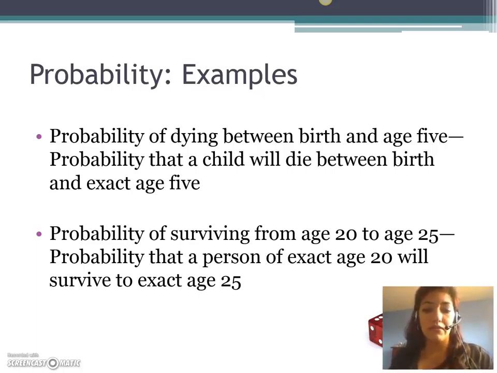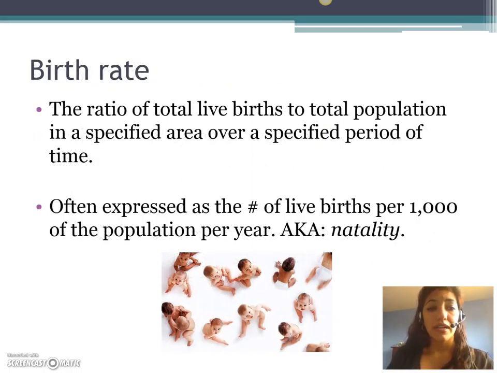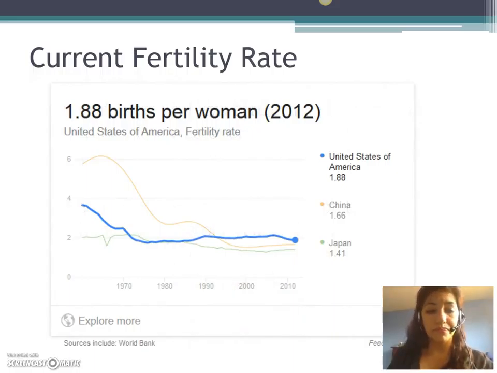Probability of surviving from age 20 to 25: the probability that a person of exact age 20 will survive to exact age 25. Now, the birth rate is what we're looking at because it's linked to fertility. It is the ratio of total live births to the total population in a specified area. We're going to focus on the US, but we're going to look at global comparisons over a specific period of time. It's often expressed as the number of live births per 1,000 people in the population. Another term for it is natality, but most of the time we call it birth rate.